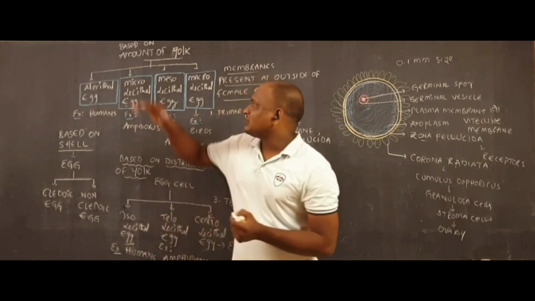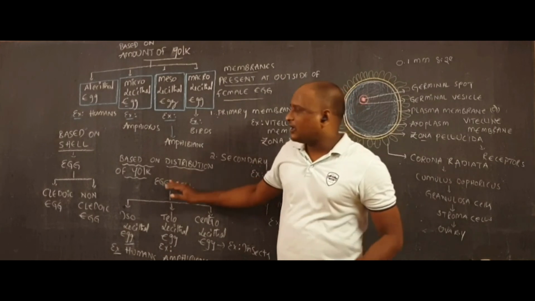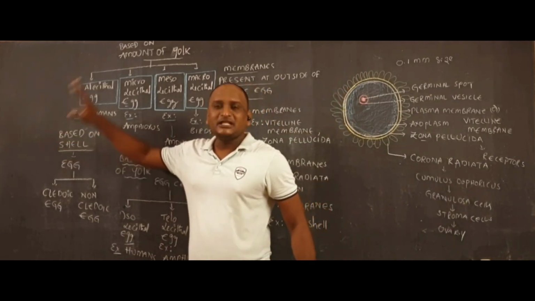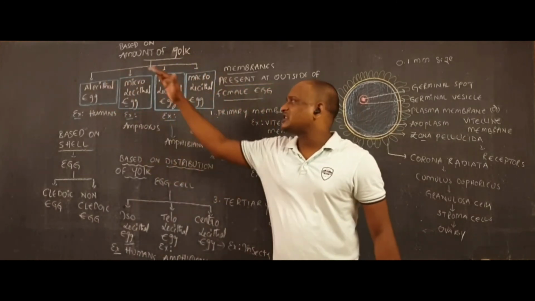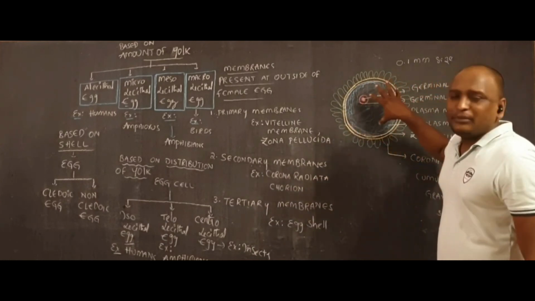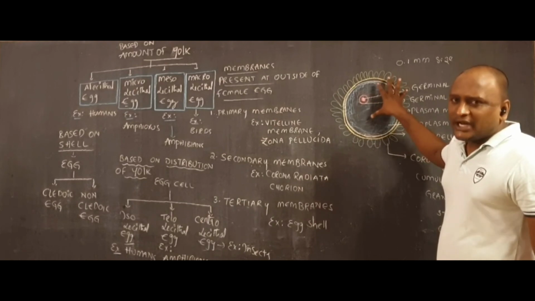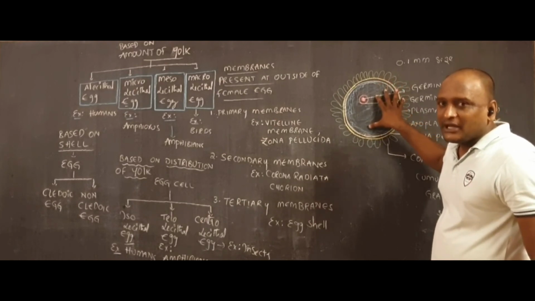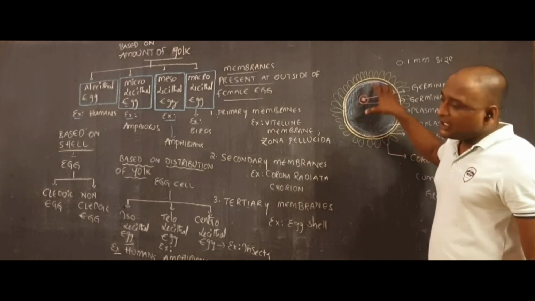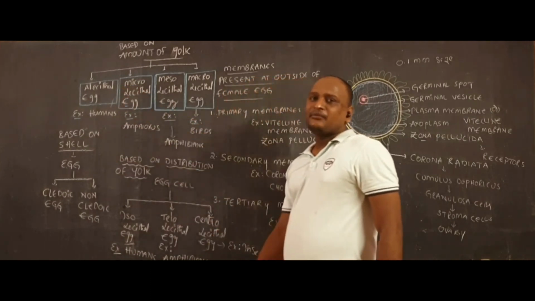That means based on the amount of yolk material, how the yolk material is distributed in the egg cell, and whether a shell is present on the outside of the egg or not, the eggs present in different organisms are classified into different types. In this case, human being is producing one egg cell. This egg has very little yolk material. That's why it is said to be an alecithal egg.